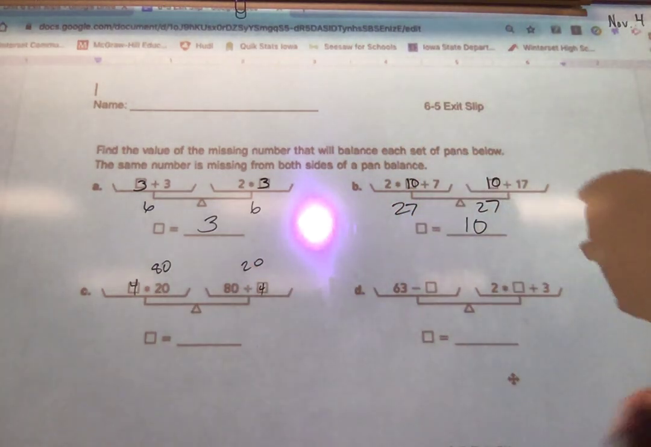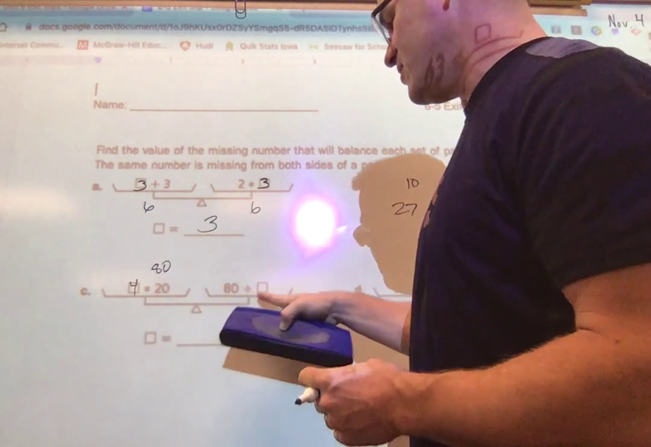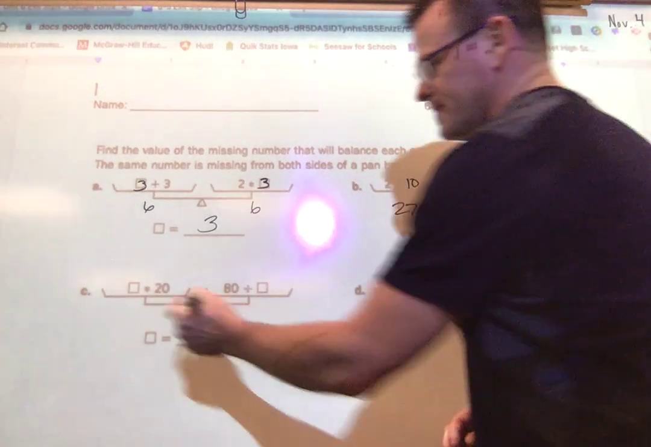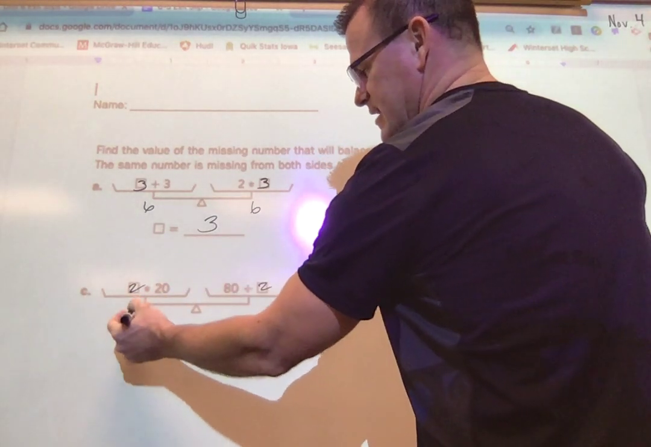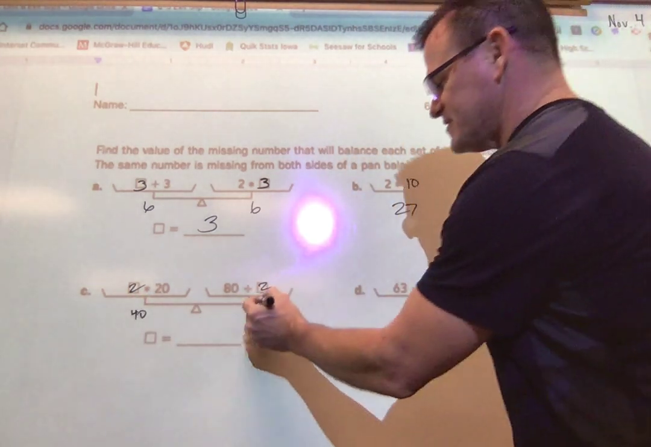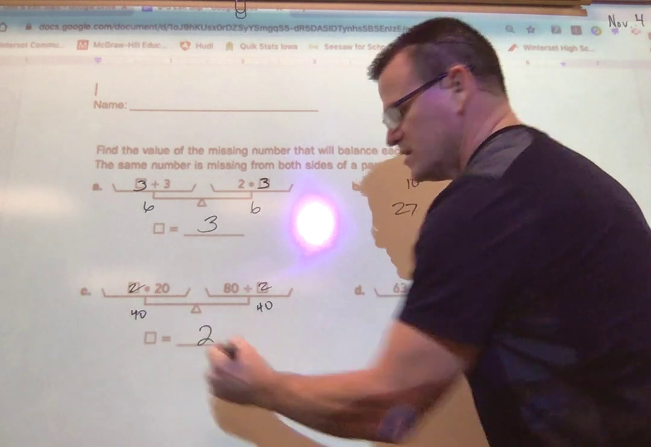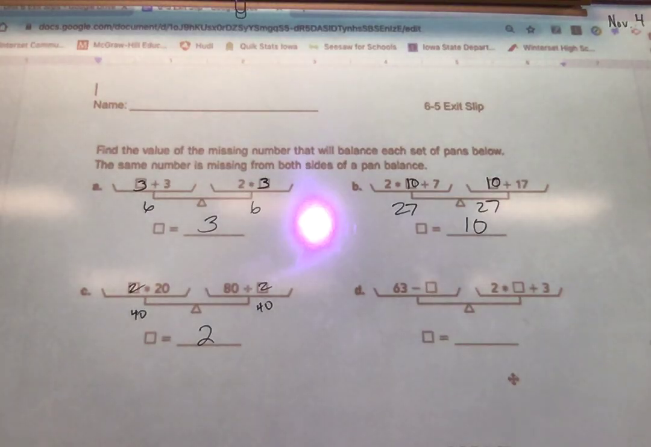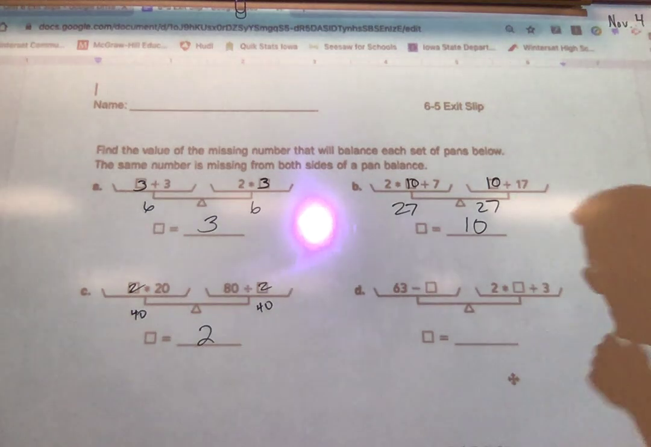So that didn't work. I know I don't want it to go up this much, and I don't want it to go down that much. So I'm going to go to a smaller number here. Let's try 2. 20 times 2 is 40, and 80 divided by 2, or 80 cut in half, is also 40. So I was able to get that the empty box has to equal 2 here, because I knew one box had to get bigger and one had to get smaller to balance, and we were able to get that when the box equals 2.